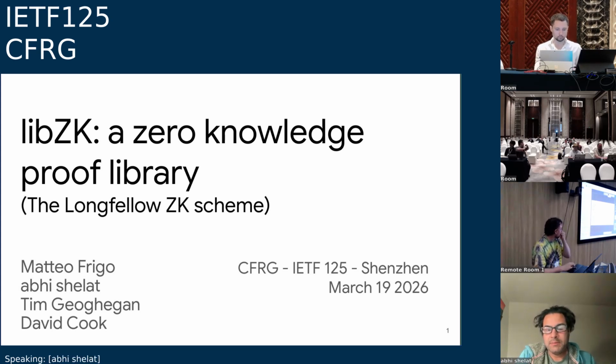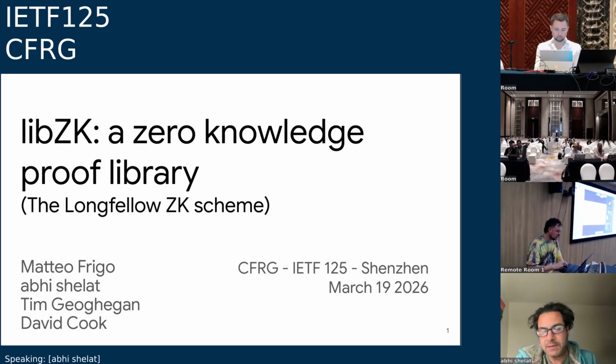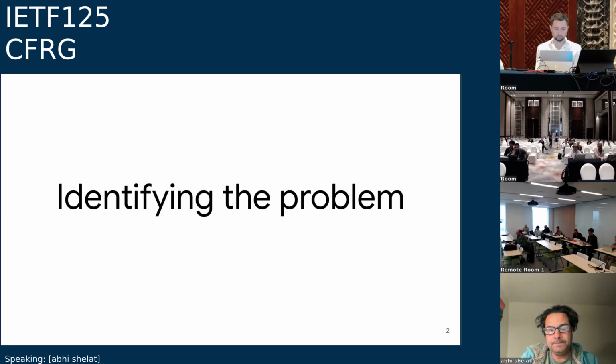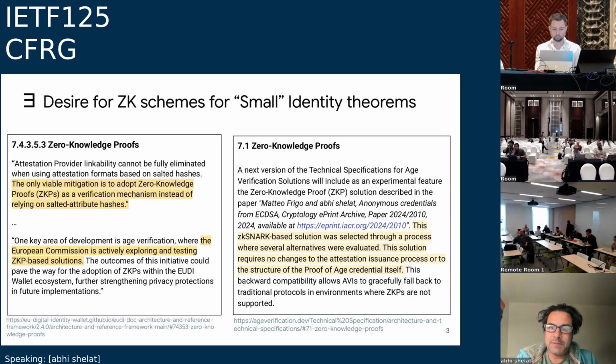Very good. So my name is Abi Shalat, and this is, again, representing a group with Matteo. We've added 2 co-authors to this presentation, Tim and David as well. So let us identify the problem that we're trying to solve here. There's a desire for zero-knowledge schemes for small identity theorems. So theorems about your digital identity, that's primarily the biggest use case, proving things like age over 18 from a state-issued identity, or other things like my address.